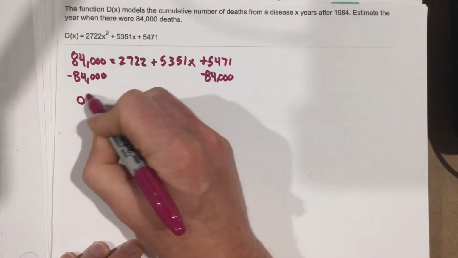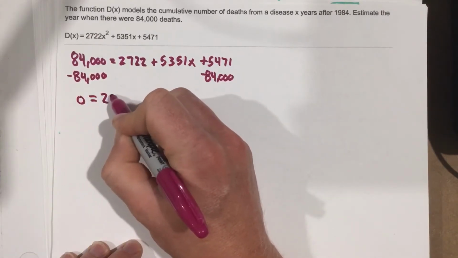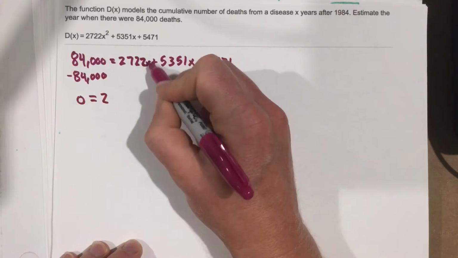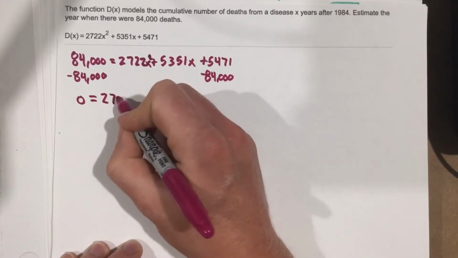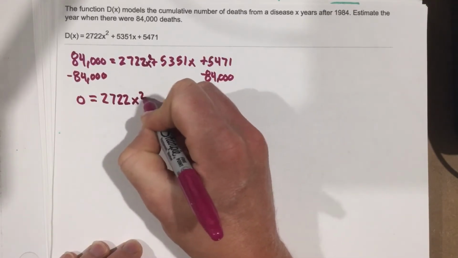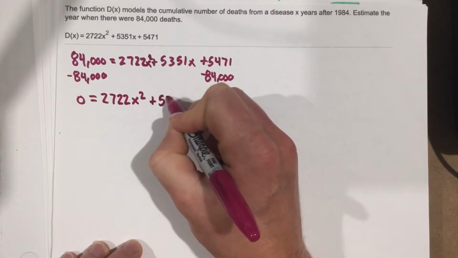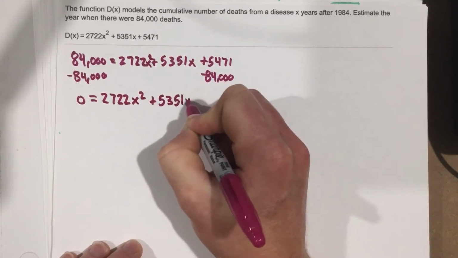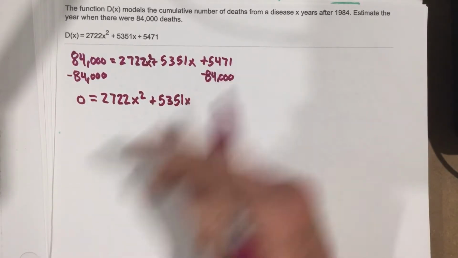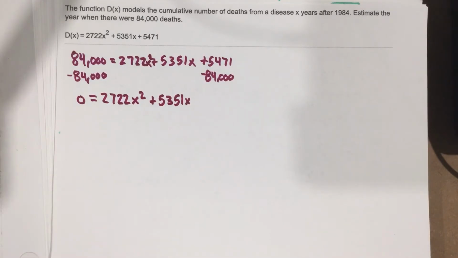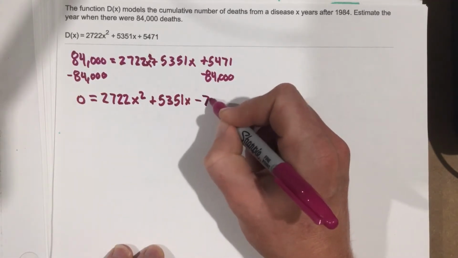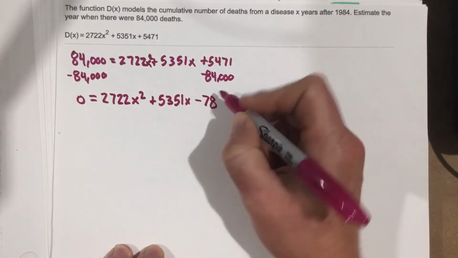We get 0 equals, oh, I forgot the x squared term there. 2722x squared plus 5351x, and then 5471 minus 84,000 is negative 78,529.